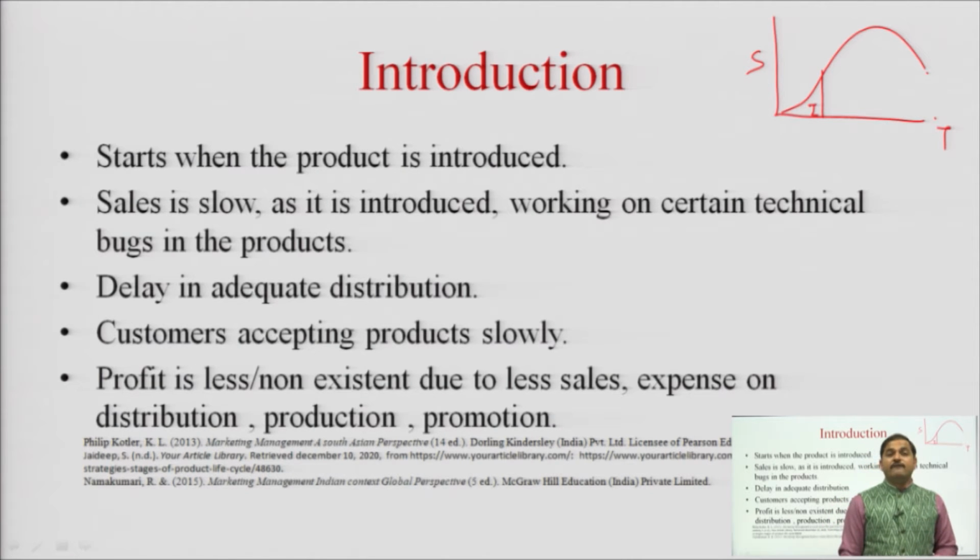Maybe we have not finalized the setup of an effective distribution network till now. So, the product may or may not be available in all locations at every point of time. Customers accept the product slowly, because not everyone is an innovator. As the product has recently been introduced into the market, only the innovators are going to try it. The other categories of adopters are going to take very slow decisions to accept the product.